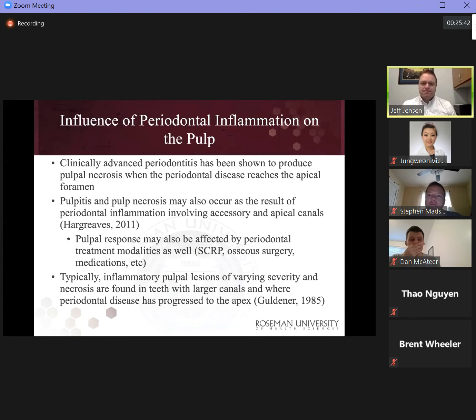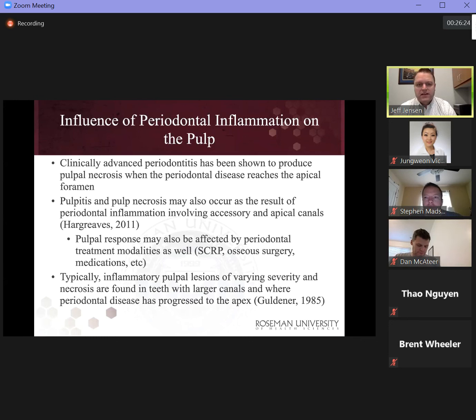So now we're going to switch gears a little bit and go the opposite way. We're going to talk about the influence of periodontal inflammation on the pulp of the tooth. There is evidence that clinically advanced periodontitis, meaning stage 3, stage 4, or a severe form of the disease, can produce pulpal necrosis if it reaches the apical foramen. That is not always 100%, but there is evidence that it can happen if the periodontal disease reaches that extent.